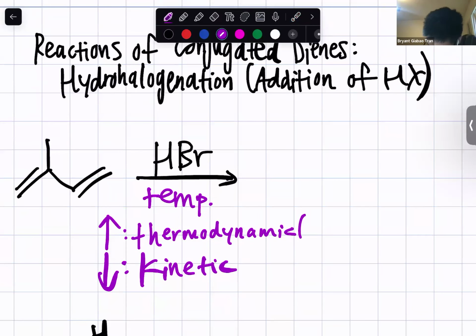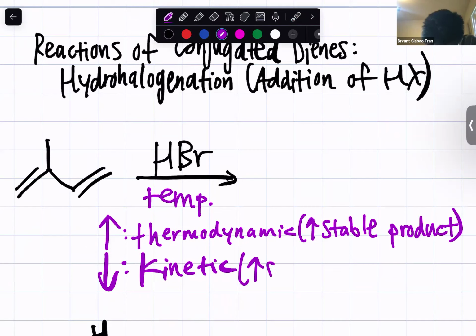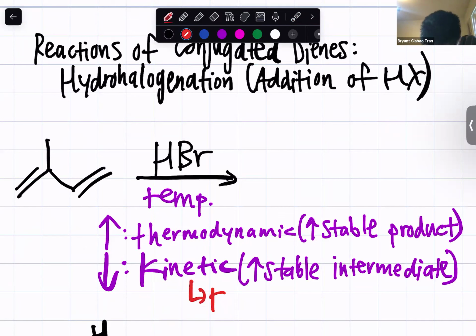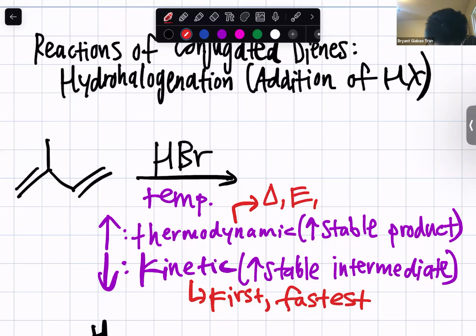Thermodynamic, more stable product. Kinetic, more stable intermediate, where the kinetic product forms first, or the fastest, the first or the fastest product that gets formed. Thermodynamic, it requires more energy, like heat, energy, and some time to get to the most stable product, because it has to overcome that less stable intermediate first, right?